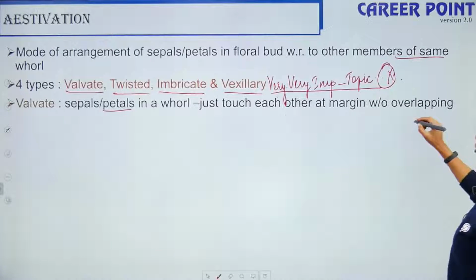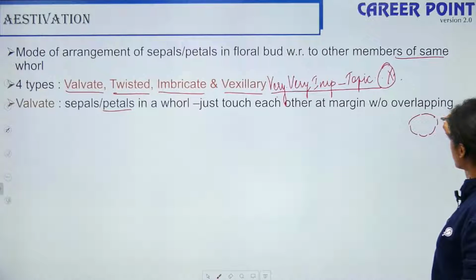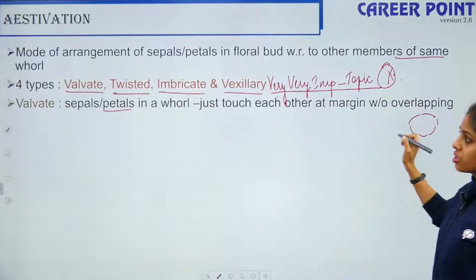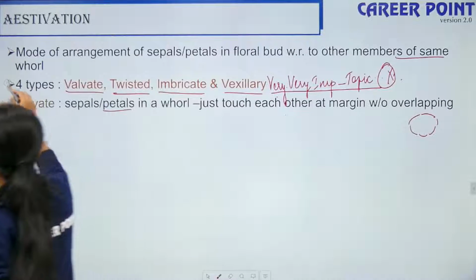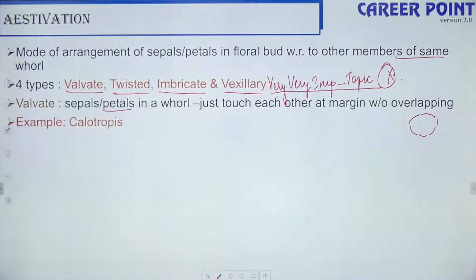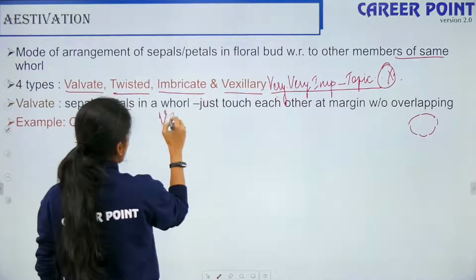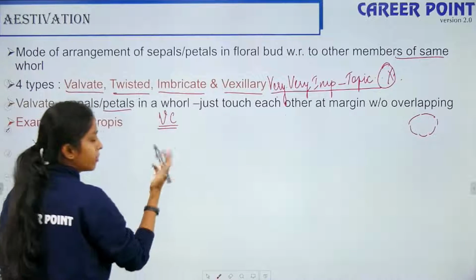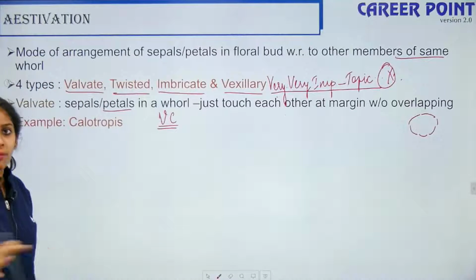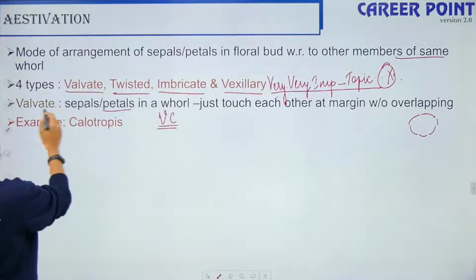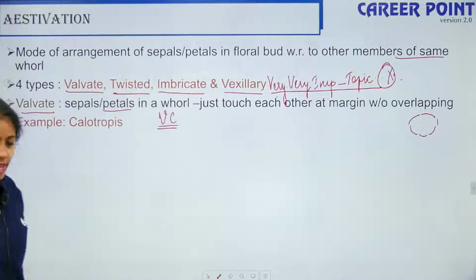Don't worry. So this is a petal. So the petals are just touching each other and they are not overlapping. So this is called valvate aestivation. Okay. So this is valvate. So an example is Calotropis. Okay. So we have your VC, right? So vice chancellor. So vice captain, they are given the first priority among the common students. So the first type of your aestivation is valvate. So remember VC. Okay.